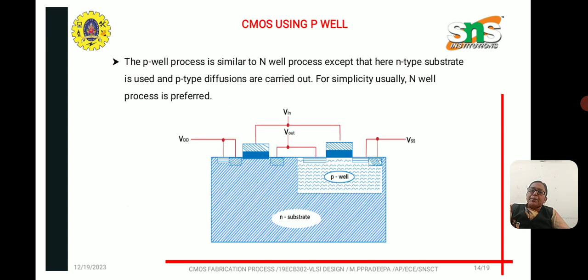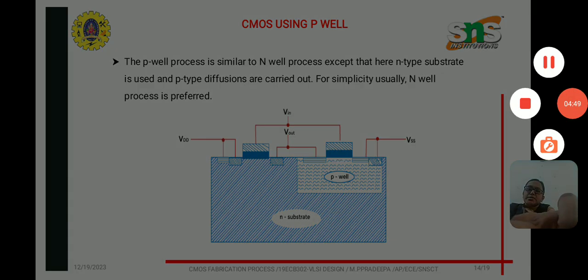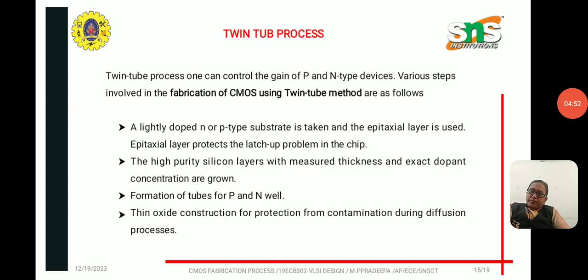Then what is happening in the P-well process? The P-well process is similar to the N-well process. Here, instead of a P-type substrate we are using an N-type substrate, and instead of N-type diffusion we are using P-type diffusion. So a complete P-well process is created.